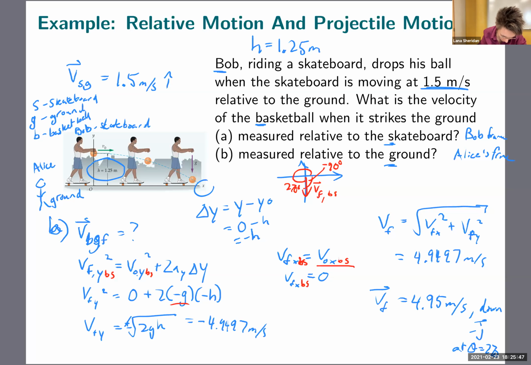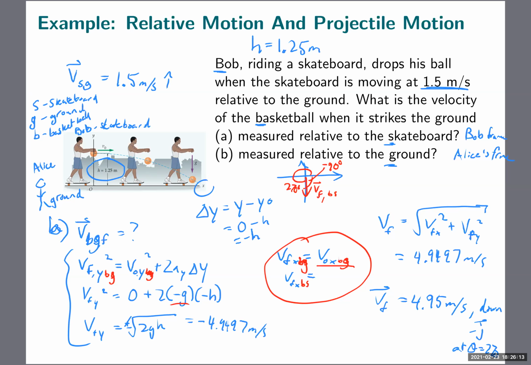Now, this portion here stays just the same because the y motion is the same for both. Nothing has changed. The only thing I'm going to change is I'm going to write g here instead of s, but everything else is really the same. This is the part that's different, though. Relative to the ground, what is the initial x component of velocity? 1.5 meters per second, in the positive x direction.